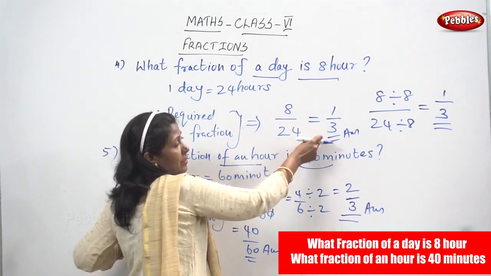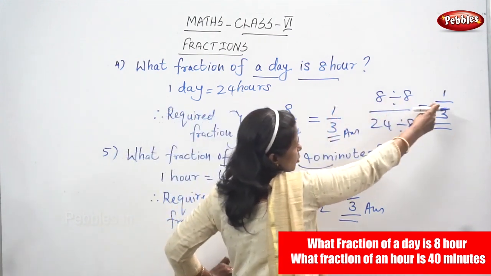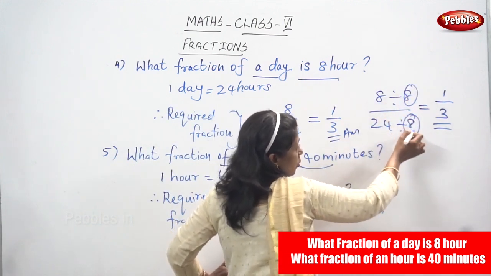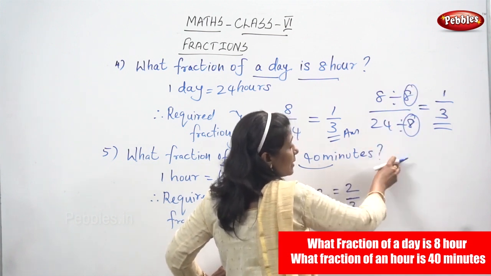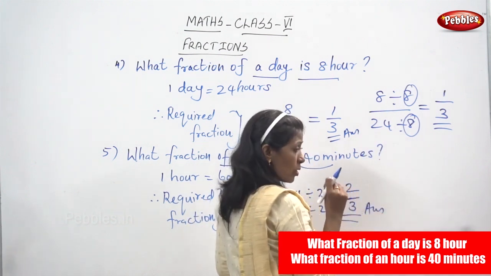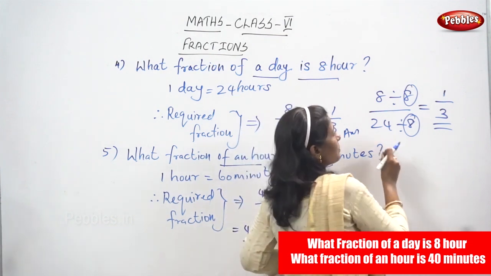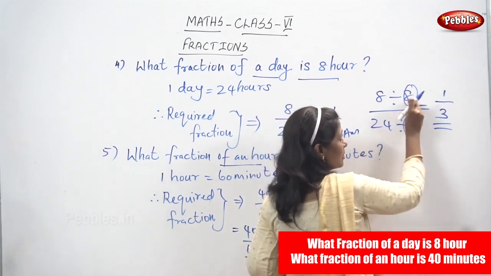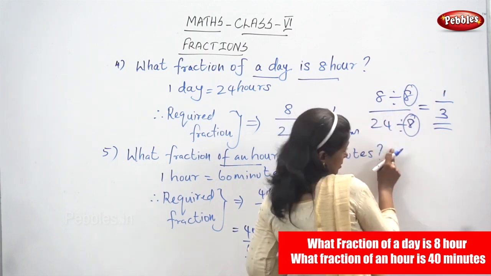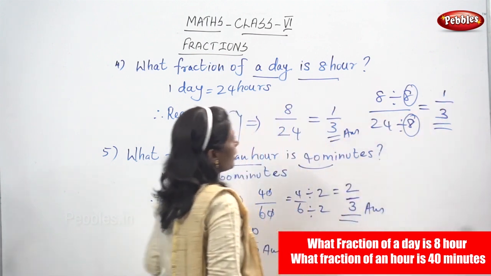After that I get the answer, 1 by 3, which is the simplified fraction. 8 is divided by 8, you get 1, and 24 is divided by 8. Whatever number you take for the simplification, it should be the same number, and the same number must divide both the numerator and the denominator. So 8 divided by 8 gives 1, and 24 divided by 8 gives 3. So you get 1 by 3 as the fraction.